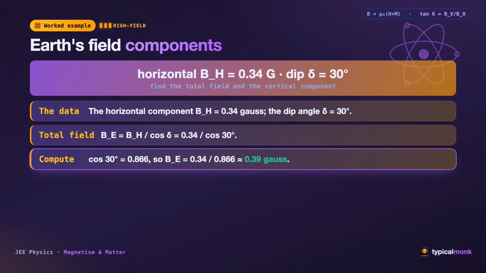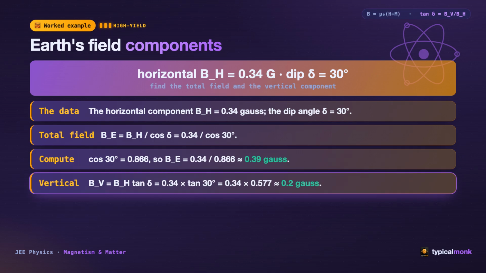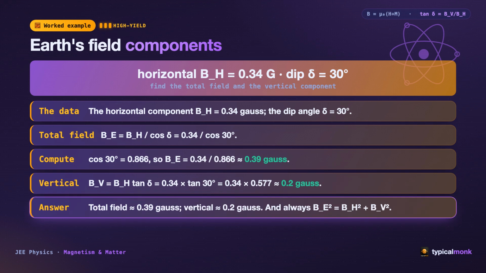Compute. Cosine 30 degrees is 0.866, so B Earth equals 0.34 over 0.866, about 0.39 Gauss. The vertical component, B vertical equals B horizontal times tan delta, 0.34 times tan 30 degrees, which is 0.34 times 0.577, about 0.2 Gauss. So the answer, the total field is about 0.39 Gauss, and the vertical component about 0.2 Gauss. And always, B Earth squared equals B horizontal squared plus B vertical squared.